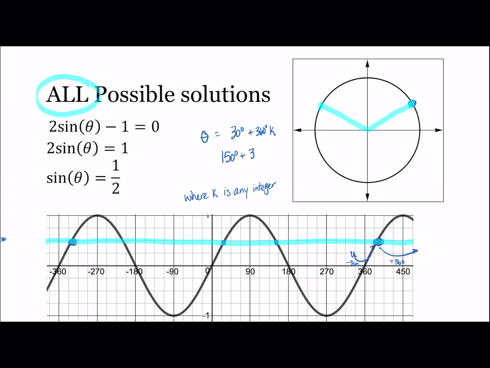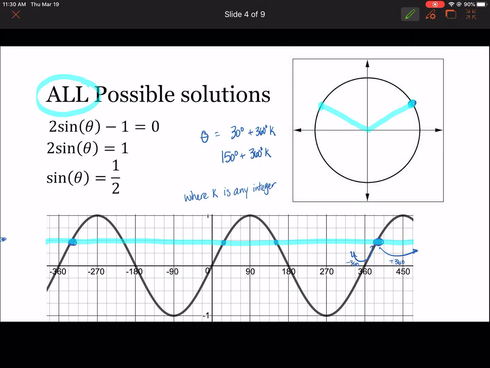Similarly, I can do the same for 150 degrees by adding that 360k. I can also think about this on the unit circle. If right here this is 30 degrees, well, this one is 360 plus 30 degrees, or this one is negative 360 plus 30 degrees. There are lots and lots of coterminal angles that all end at this point, and this is the way that we denote them. So if we're asking for all possible solutions, we have a little bit more notation that's involved.